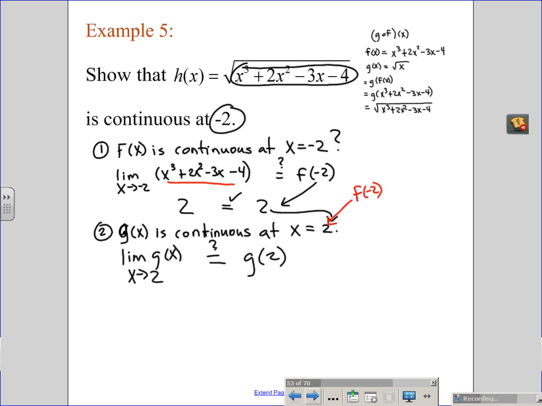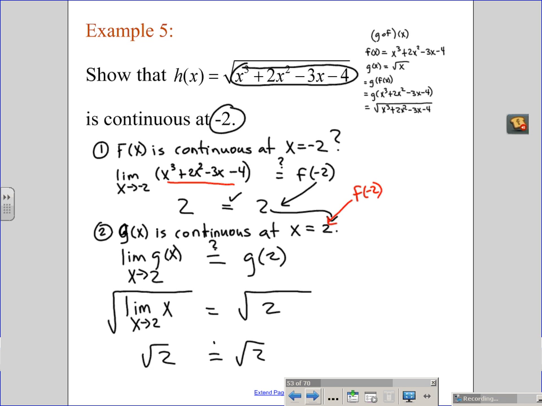All right, so for the limit of this, that's going to simplify to the limit of x. Okay, so we get that. And g of 2 is just going to be square root of 2. So here x is just the identity function, so we plug that in, we get root 2. It is. So both of them have checked out, which means that, using composite functions, we've figured out that h of x is continuous at x equals 2.